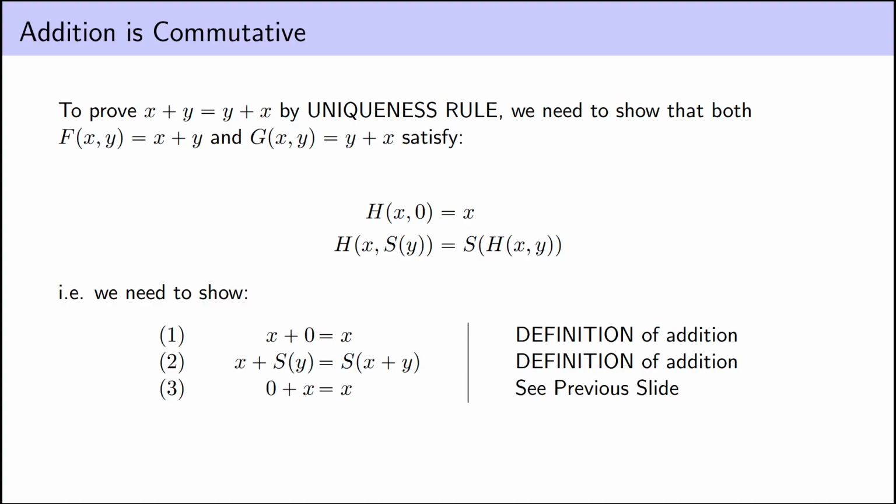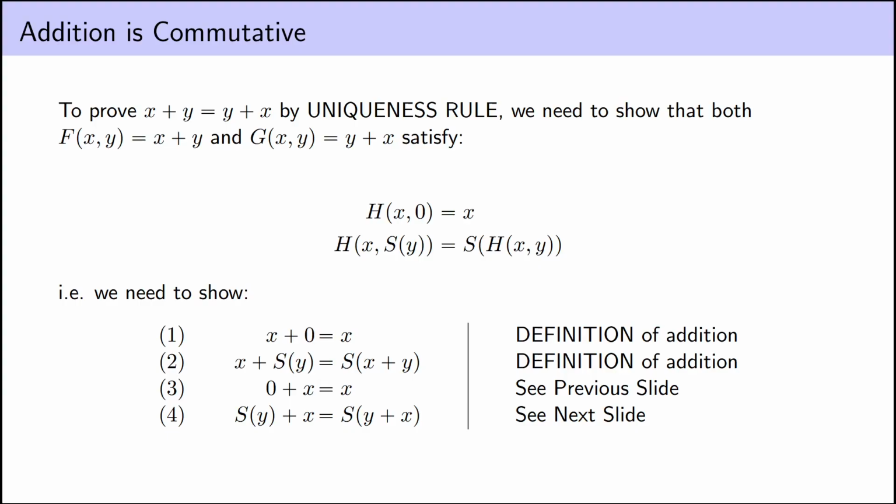If we plug g into the first equation, we get 0 plus x equals x, which is what we showed on the previous slide. So we can just copy the lines of that proof into our proof of commutativity. And if we plug g into the second equation, we get that the successor of y plus x is equal to the successor of y plus x, which we'll show on the next slide.